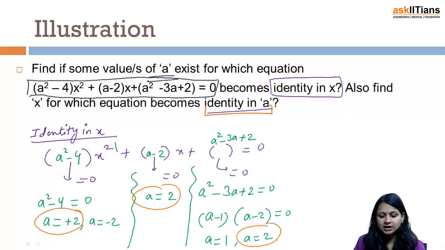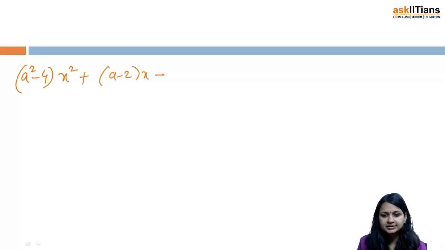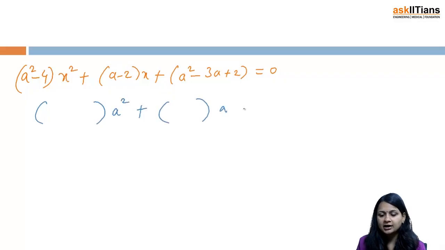I want that it should become identity in A. Okay, so let me write the question again. It was (A square minus 4) into x square plus (A minus 2) into x plus A square minus 3A plus 2 equal to 0. If I want that this should become identity in x, the first thing that I should do is, I should be converting this whole equation into A square plus this into A and plus this constant part equal to 0.